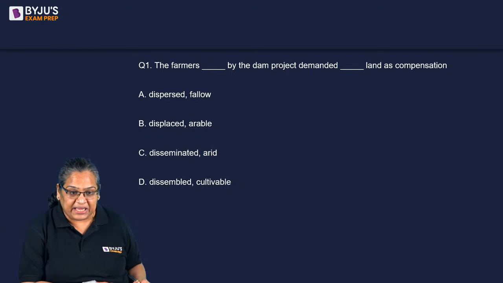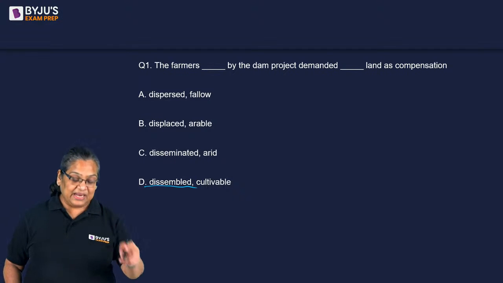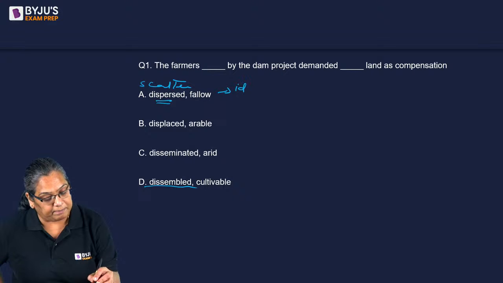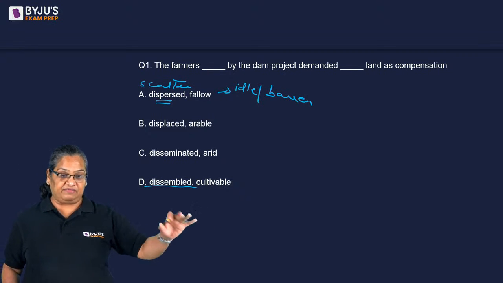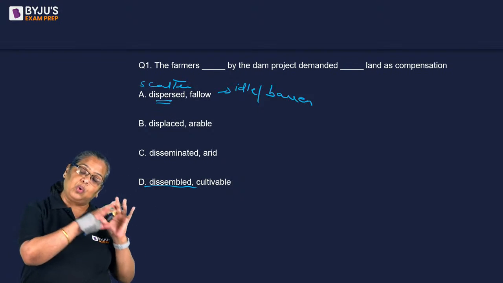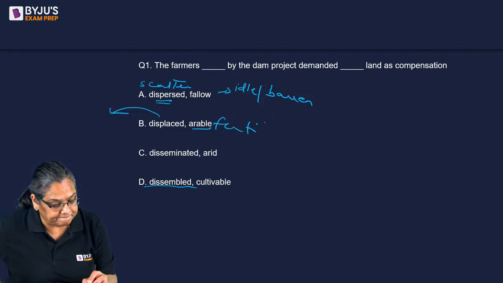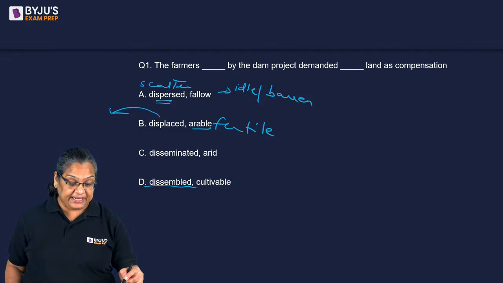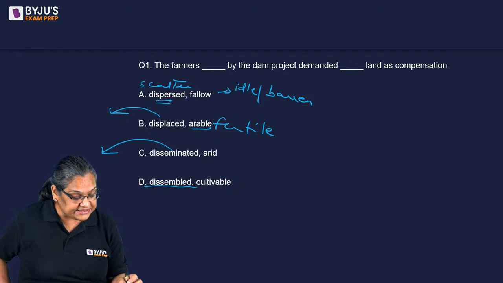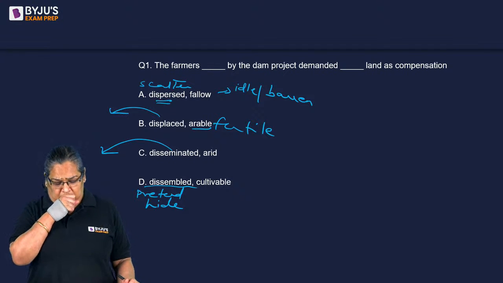Alright, I'm seeing a lot of answers for B, a couple of answers for D as well. So let's first look at D. What does dissemble mean, guys? Disperse means to scatter, right? Fallow means idle or barren, so fallow land is land left idle without cultivation. Displaced means you are at one place, you are told you go away, we are putting something else. So they have been removed from their place. Arable means fertile, cultivable. Disseminate is also like spread, disseminate ideas. Dissemble means actually to pretend or to hide. So which one do you think now is the best option?